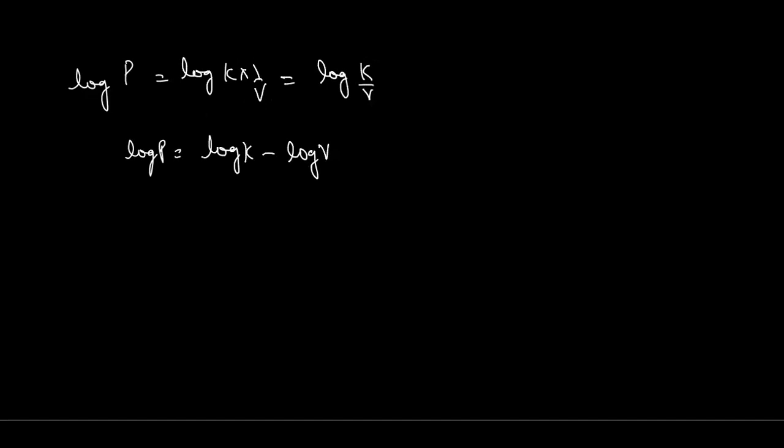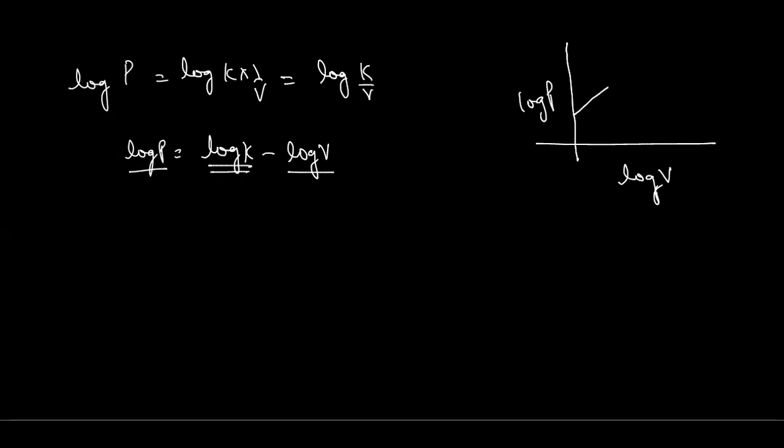If I plot this graph, considering Y as log P and here log V, and this one is log K, then writing log P as Y, it is equal to log K minus log V.